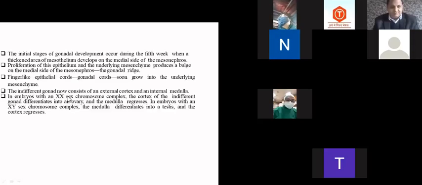The cortex takes part in the formation of the ovary and the medulla regresses, whereas in embryos with an XY chromosome complex, the medulla differentiates into a testis and the cortex regresses. So the cortex is going to take part in the formation of the ovary, and the medulla is going to take part in the formation of the testis.